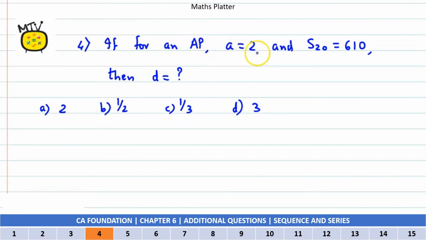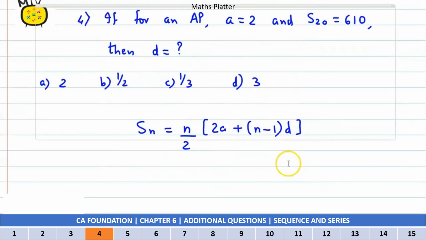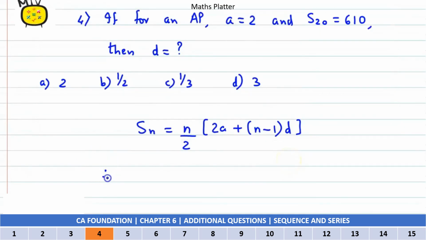If for an AP A equal to 2 यानी first term is 2 and S20 sum of first 20 terms is 610, then D is equal to how much? अब यहाँ फिर से हम Sn का फॉर्मूला यूज करेंगे. हमें पता है Sn for an AP is n upon 2 into 2a plus n minus 1 into D. अब हमें वैल्यू दी हुई है S20 की, सो यहाँ पर आ जाएगा S20 इज इक्वल टू 20 अपॉन 2 इंटू 2a, मतलब 2 टाइम्स 2 प्लस n माइनस 1 यानी 20 माइनस 1 इंटू d, d इज मिसिंग.